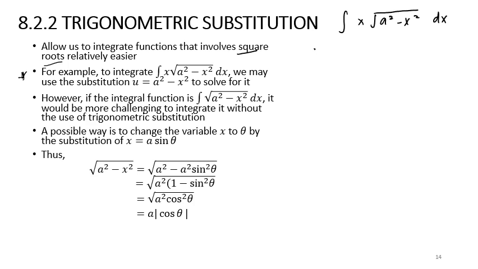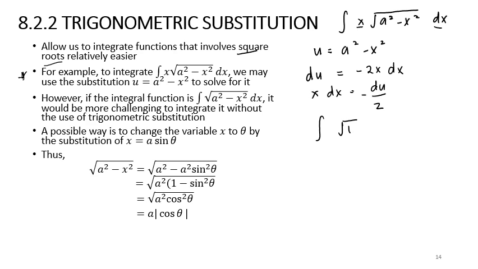Let's say you put u equal to a squared minus x squared, then you differentiate u with respect to x, so you have du equals negative 2x dx. Then you can put this x dx together: x dx equals du over negative 2. Then you can simply put this in, and the x dx becomes negative du over 2. Then you can easily integrate this.